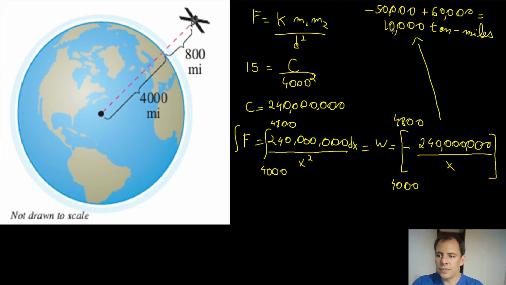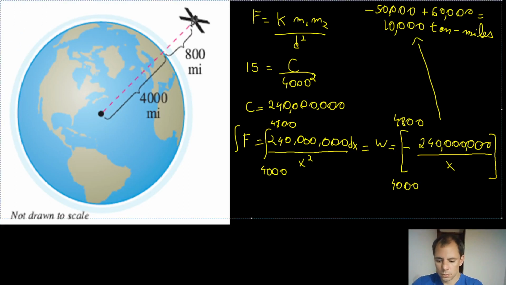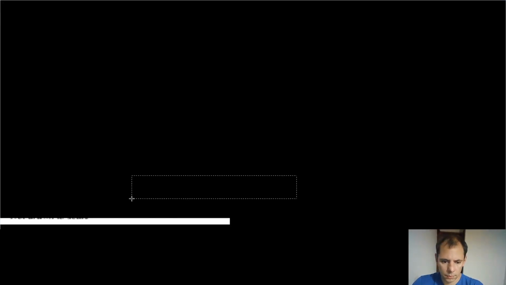But for now, this is the final answer. 10,000 metric ton miles is going to propel the satellite from the surface of the Earth to 800 miles. Okay.